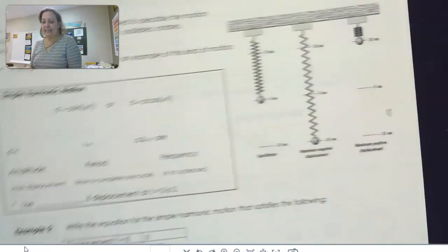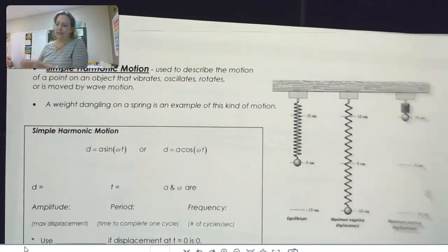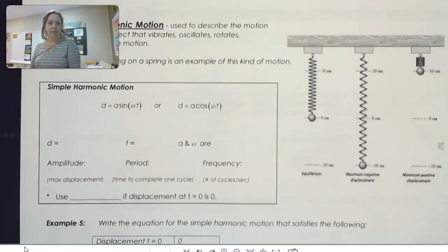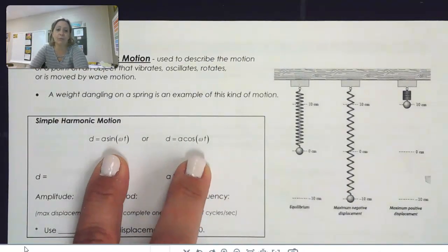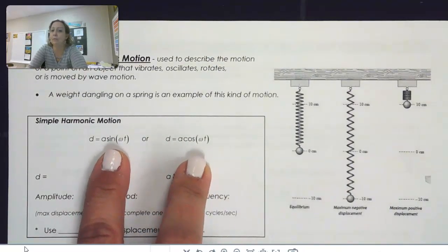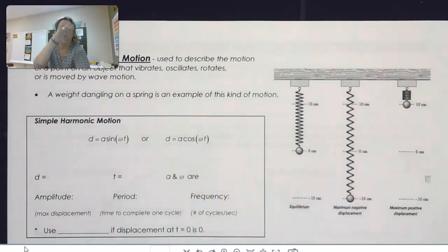The last thing is this idea of simple harmonic motion. If all goes well, I've talked to you about this already, but if not, here we go, it's in the video. Simple harmonic motion is used to describe the motion of a point on an object that vibrates, oscillates, rotates, or is moved by a wave motion. A weight dangling on a spring, going up and down, is an example of this kind of motion. The type of simple harmonic motion we're going to deal with is either sine or cosine, because those are those wavy periodic functions.